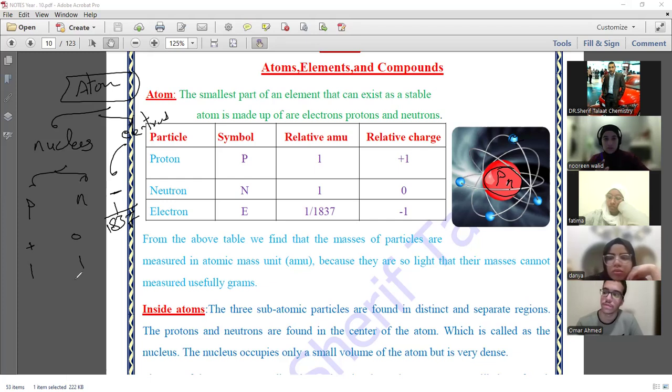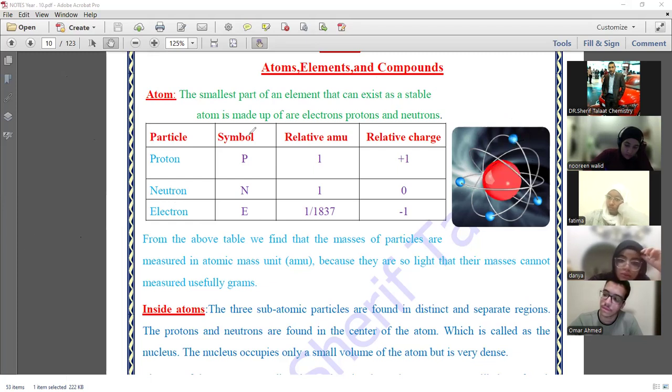So atom consists of two main parts. Nucleus contains protons and neutrons, revolves around them electrons. Protons positive, electrons negative, neutrons neutral or there is no charge. After that, in any atom, you will find that atom is electrically neutral.